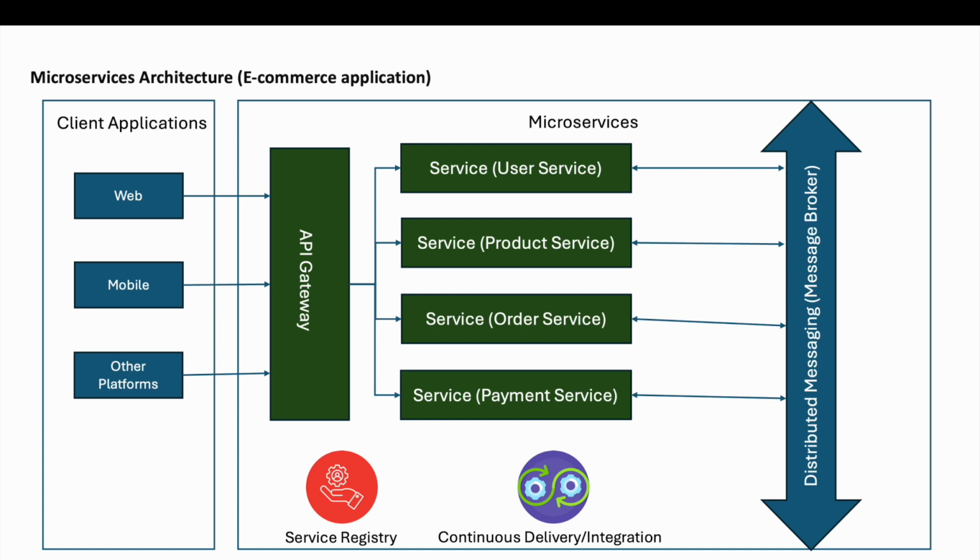We can have other services like, for example, a recommendation service, which generates personalized product recommendations based on user behavior. Now, each of these services would operate independently, have its own database, and communicate with others as needed using RESTful APIs or messaging queues.